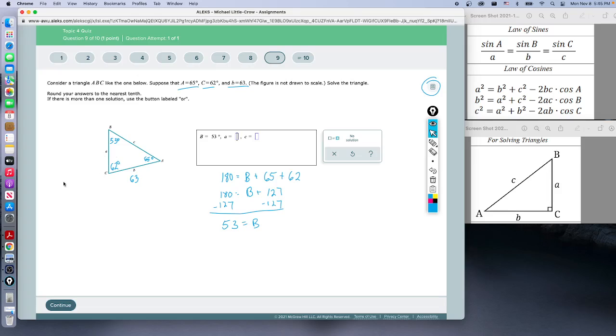So side A, again, we're going to use law of sines. Side A is what we're looking for. The angle opposite, 65 degrees, so we'll take sine of 65 degrees. That needs to be equal to the side that we know, B, which is 63, they don't tell us inches, meters, something, divided by the sine of its angle, sine of 53.